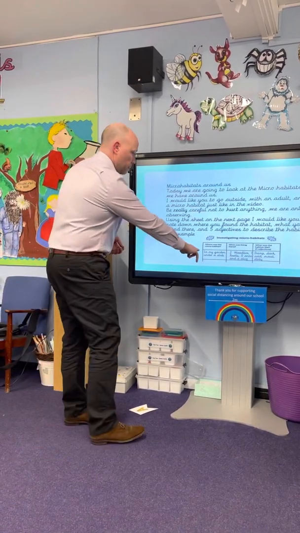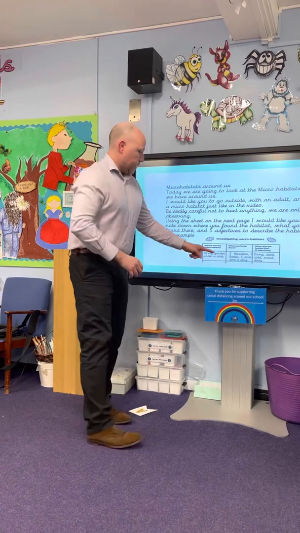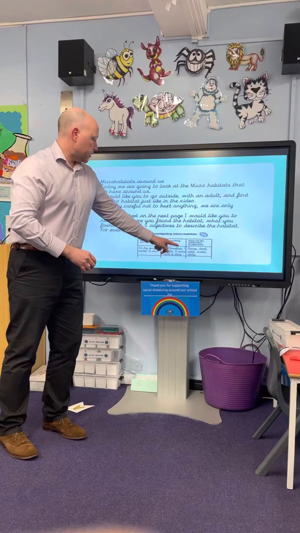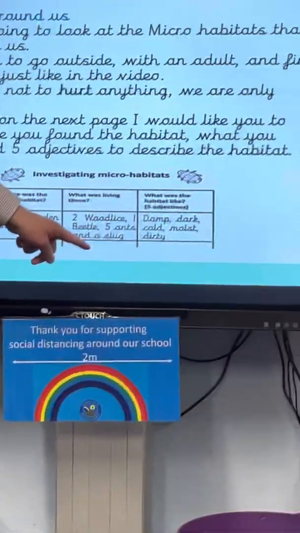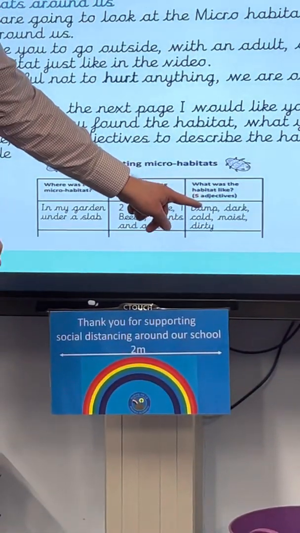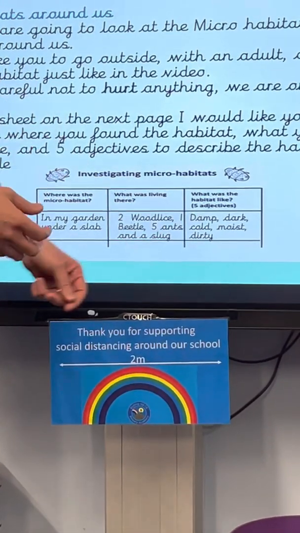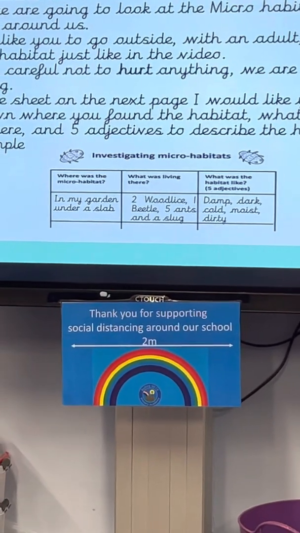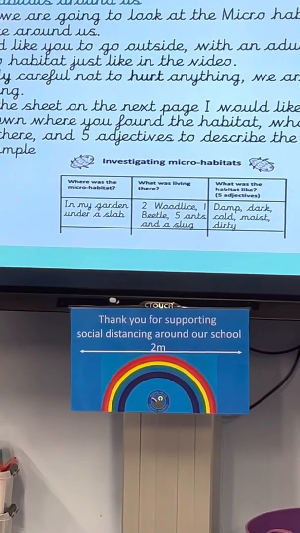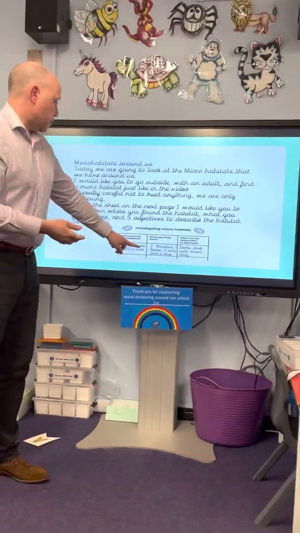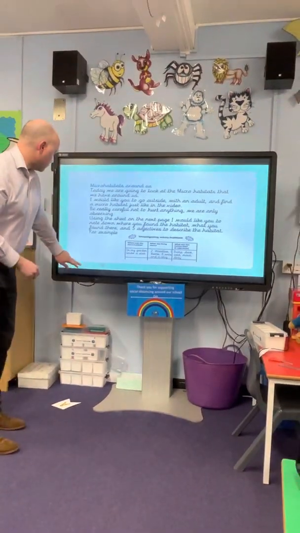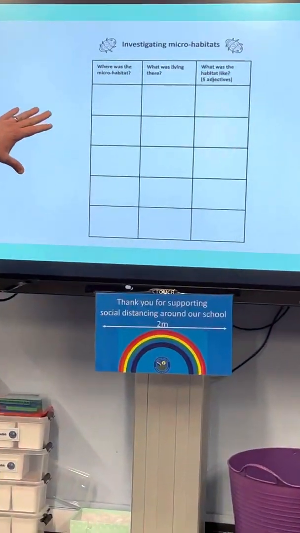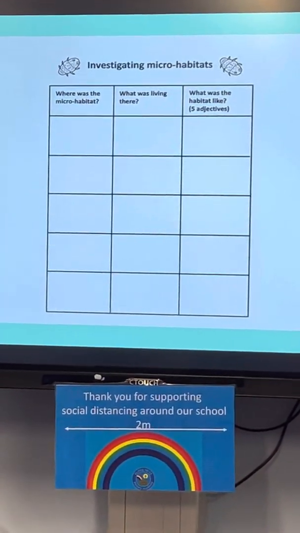For example, where was the microhabitat? In my garden under a slab. What was living there? There were 2 woodlice, 1 beetle, 5 ants and a slug. And what was the habitat like? 5 adjectives. So the habitat was damp, it was dark, it was cold, it was moist, and it was dirty. Now that for us wouldn't be a nice habitat, but for these guys, they love it there. Use that sheet, go outside with an adult and have a go at doing the task, see what you can find.